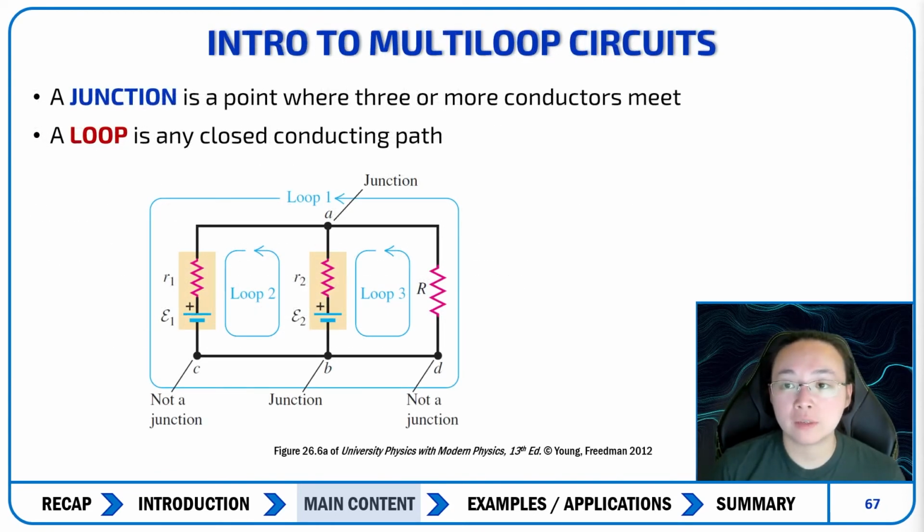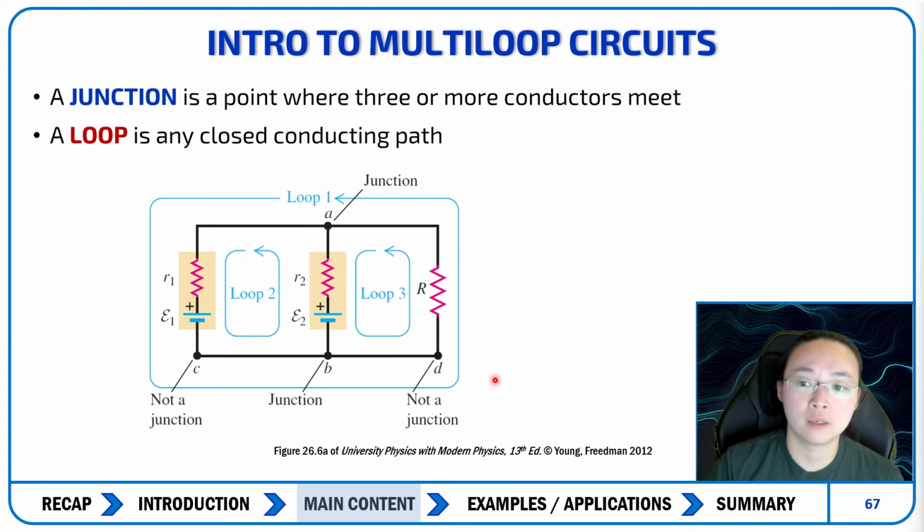Now we have to take a look at multi-loop circuits. Circuits are not just as simple as a rectangle. There can be different junction points where conductors or wires connect different regions or provide a shortcut from one region to the next. A junction is a point where 3 or more conductors meet. A loop is any closed conducting path.